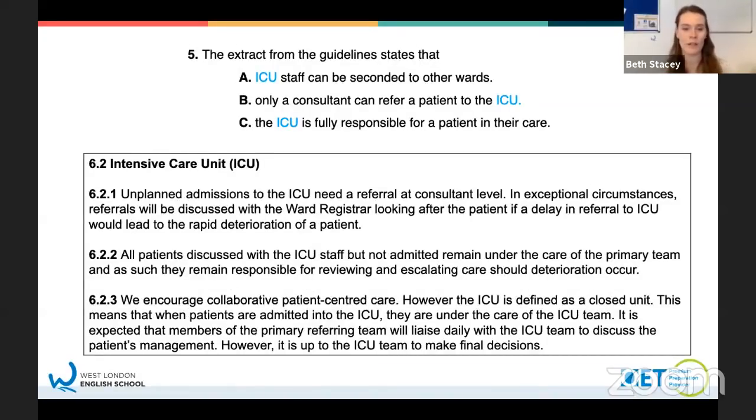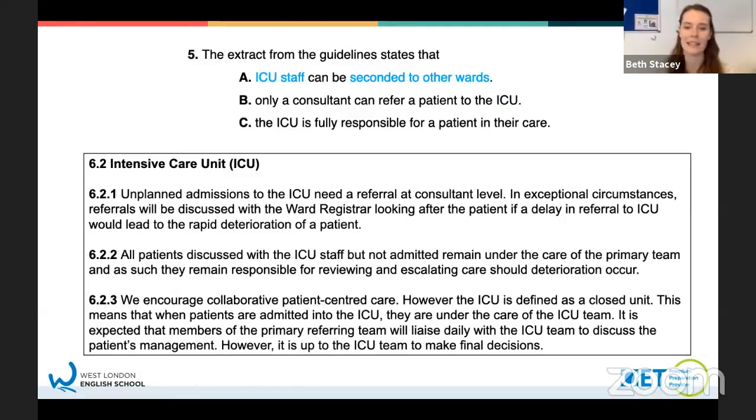Okay, so let's go through number 5. We know that this is all about ICU, and we can see that it's in every option, so there's not much that we can do about that. But answer option A is about ICU staff, B is ICU, so the actual units, and C is the ICU is fully responsible. And what that means is the unit, which includes all of the staff. So even though all the options say ICU, there are slightly different things.